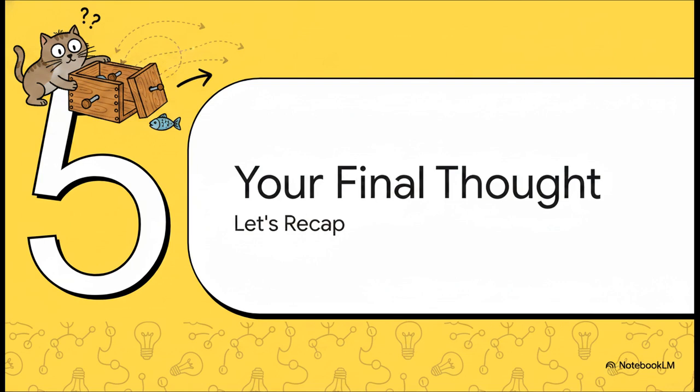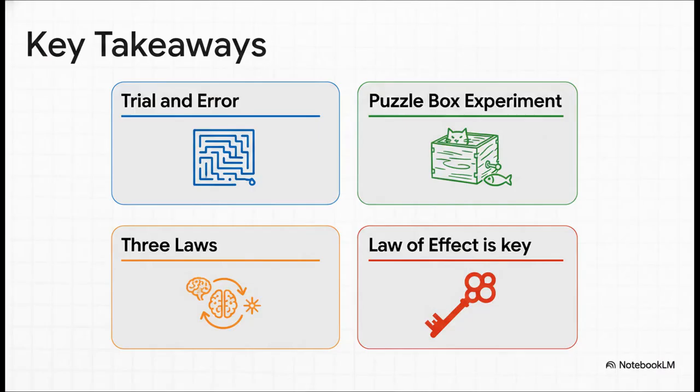Let's do a super quick wrap-up of the main points. Here's what you really need to remember. 1. A lot of learning is just plain old trial and error. 2. Edward Thorndike was the guy who proved it with his famous puzzle box experiment. 3. It all follows 3 simple laws: readiness, exercise, and effect. And 4, the most important of all, the law of effect. Rewards are what really drive learning forward.